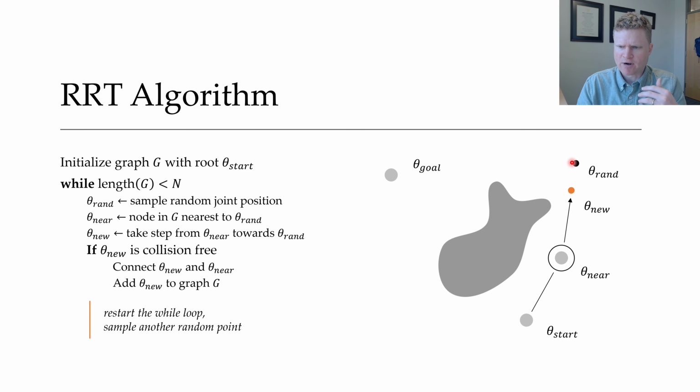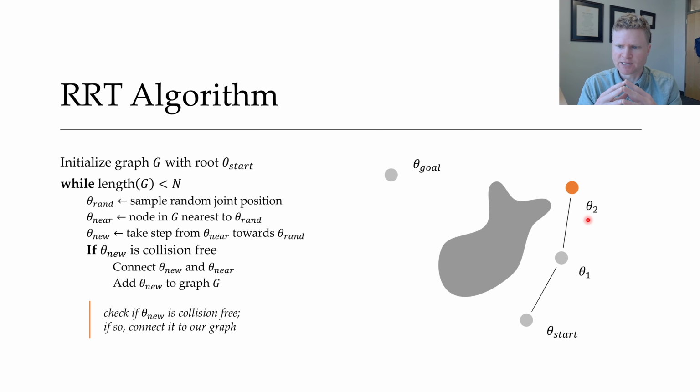And then I'm going to look in my graph and see what node is closest to that random joint position. In that case, it's going to be this one right here. I'll call that theta near, and I'll move towards theta rand, and that's going to generate theta new. Again, it's like a two-step process of finding these random joint positions, and I want to just test and see, are they feasible? Here, I'll again check and see, is there a collision for theta new? There isn't, so I can add it to my graph.